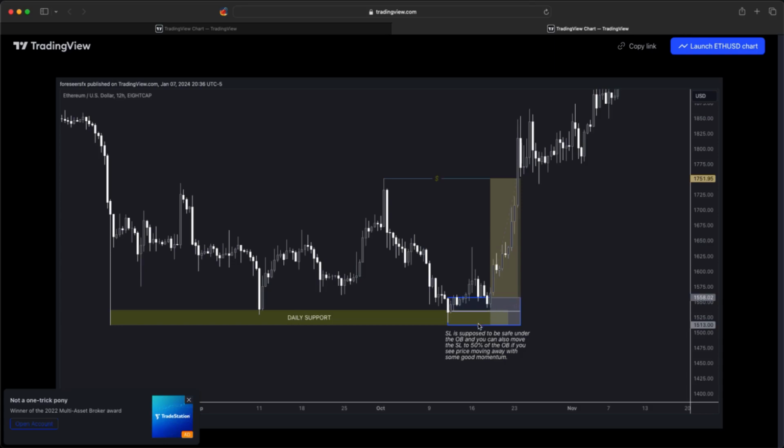Now generally you can put your stop loss under this order block. It's generally safe, right? Generally. Now you might get stopped out here and there, but that's okay. That doesn't mean you're doing anything wrong. That's just price doing its thing.